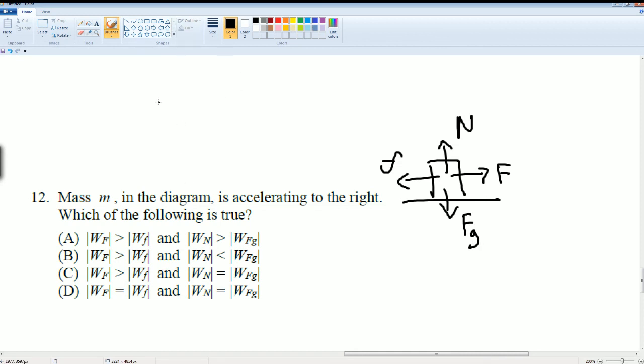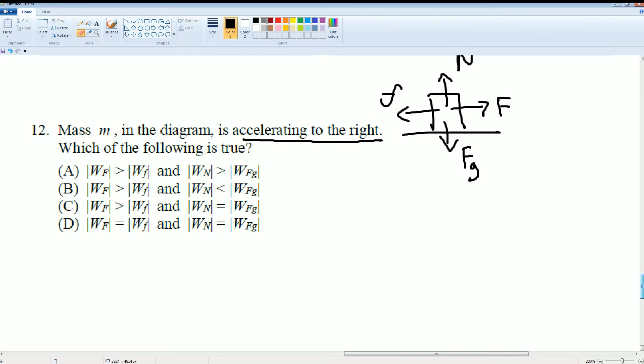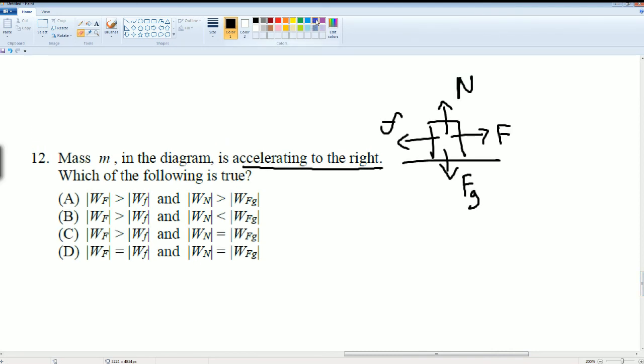All right. So it is accelerating to the right. So I would say that if it's accelerating to the right, F net is a value. There's a value here, and it's a positive value because it's going to the right. In the diagram it is accelerating to the right. Which of the following is true?